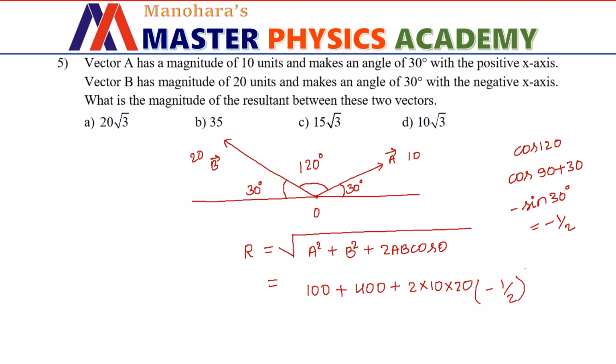And don't forget, we do have a root here. So 2 gets cancelled. So what is the final answer here is 500 minus 10 into 20 is 200, right? So that is going to be root of 300. So root of 300 means I can write that as 10 root 3. So the correct option is option D.